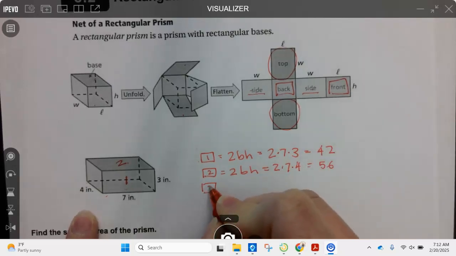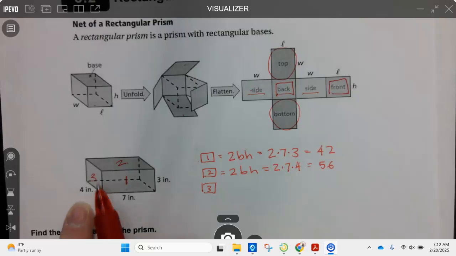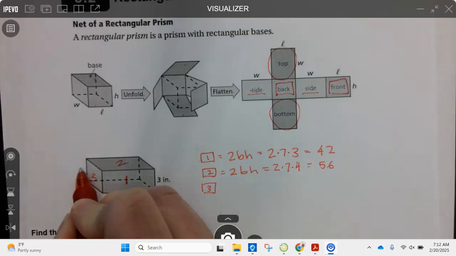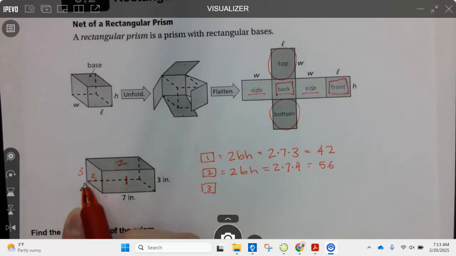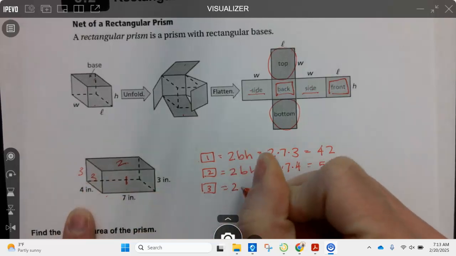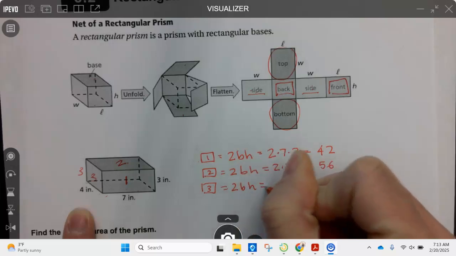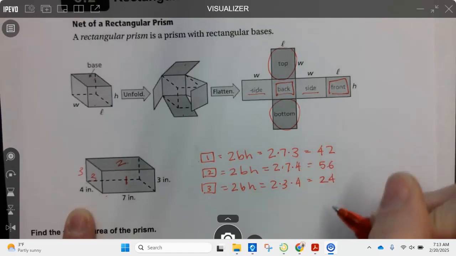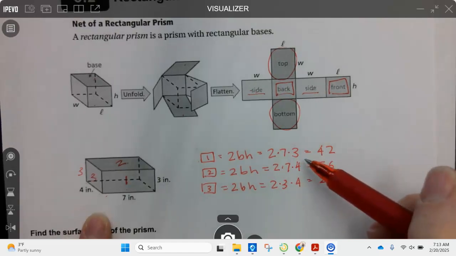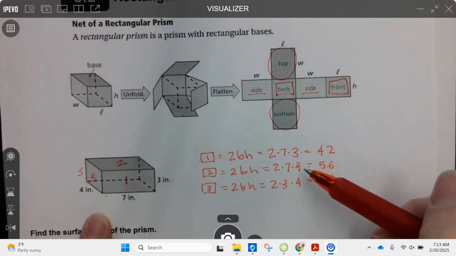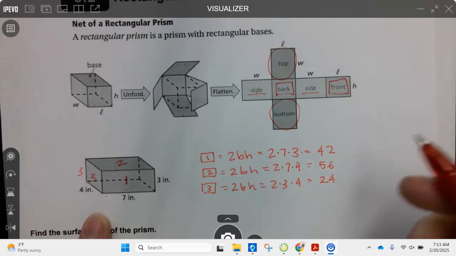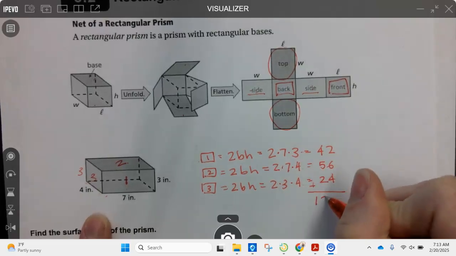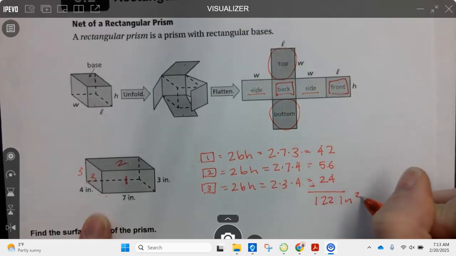And then we have the third one, which would be the sides. This is labeled as 4 over here, and this is labeled as 3 over here. So this one's also 3 inches. So 3 by 4, and 2 of those, because we have 2 sides. So 2 times 3 times 4 is going to give us 24. So that accounts for front and back, top and bottom, left and right sides. If we add those up, we get a total of 122 inches squared.